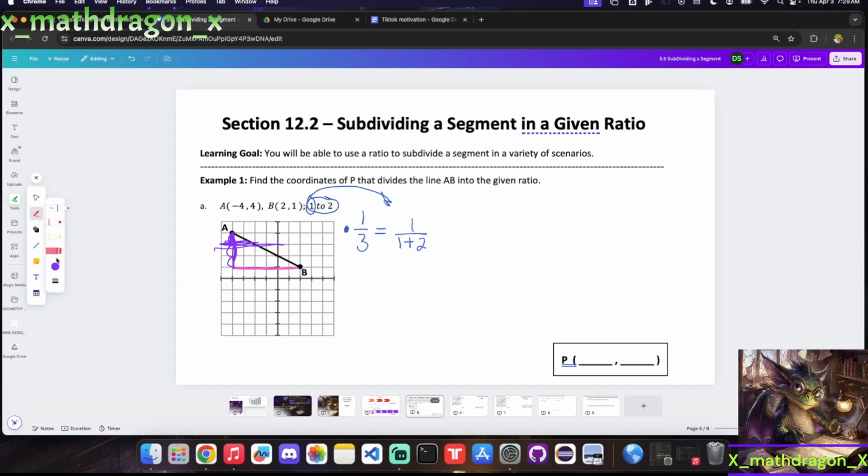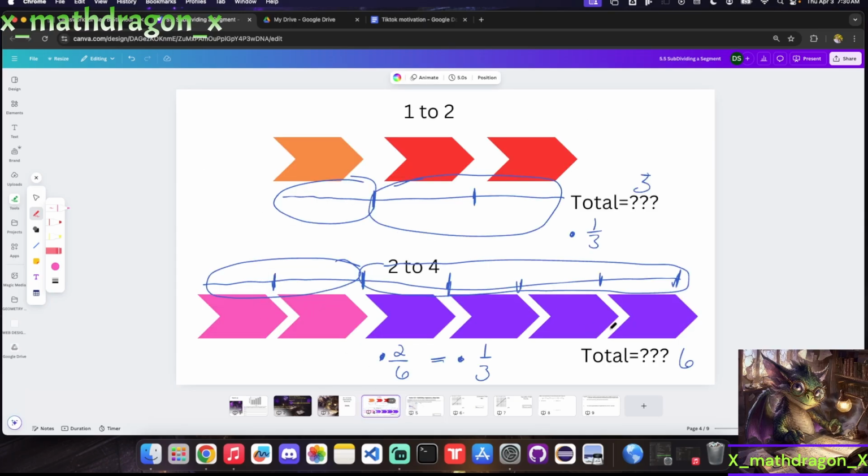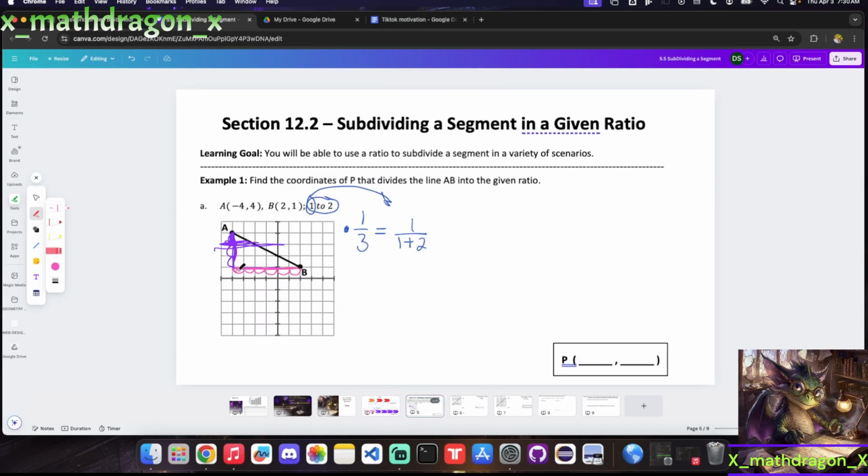And then if I look at the bottom, I'm going 1, 2, 3, 4, 5, 6. Well, funny enough, 2 out of 4 is going to be 1/3 again. So we're going to color in 2 of these. And when we do that, we create this. And where do these 2 lines intersect? Right here, which would be, let's call it C. And then that breaks up our segment A to B into a 1 to 2 ratio.